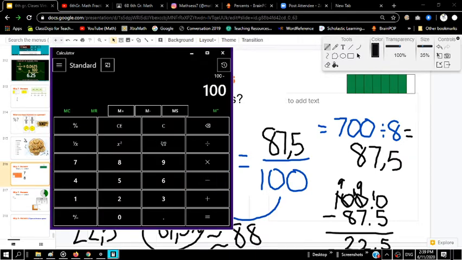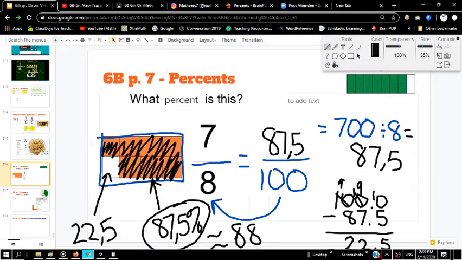100 minus 87.5 equals 12.5. I did that incorrectly. Sorry about that. This should be an 8 because we're going to go over. This should be 12.5. Oops, no, sorry about that. This right here should be a 1. Totally did that incorrectly. 9 minus 8 is 1.